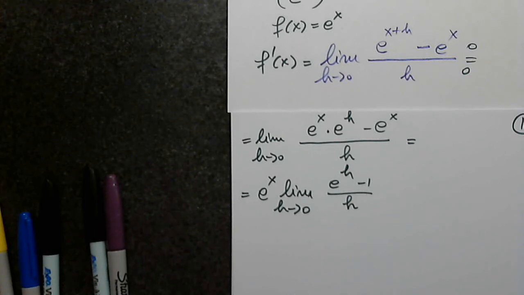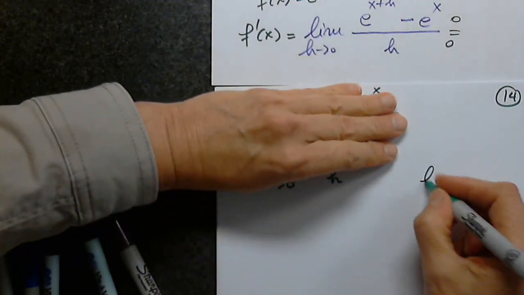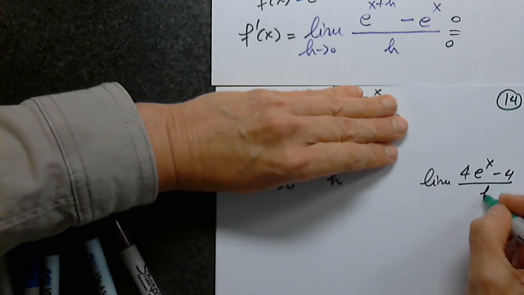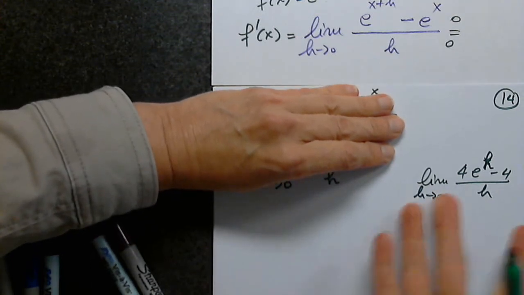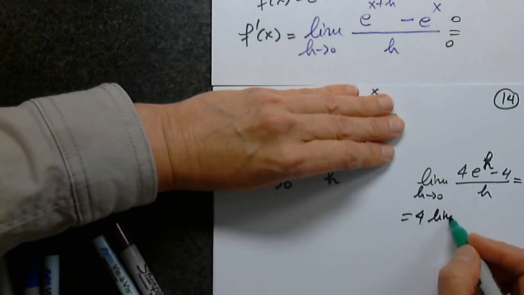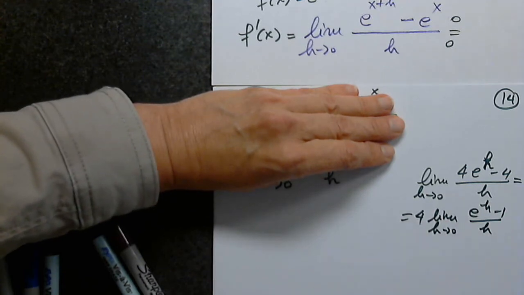Of course. So let me just give you an example, if this confuses you. Let's say I have the limit of 4 e to the x minus 4 divided by h as h approaches 0. 4 does not depend on h. It's common at the top. I can write 4 times the limit as h approaches 0 of e to the h minus 1 over h.